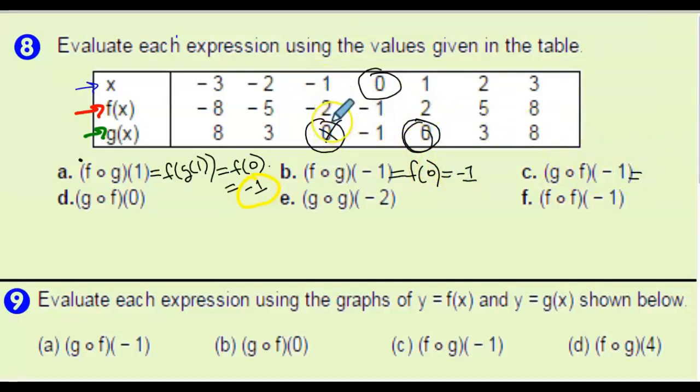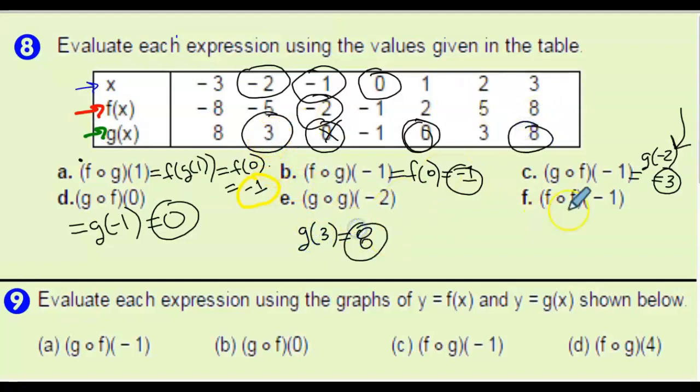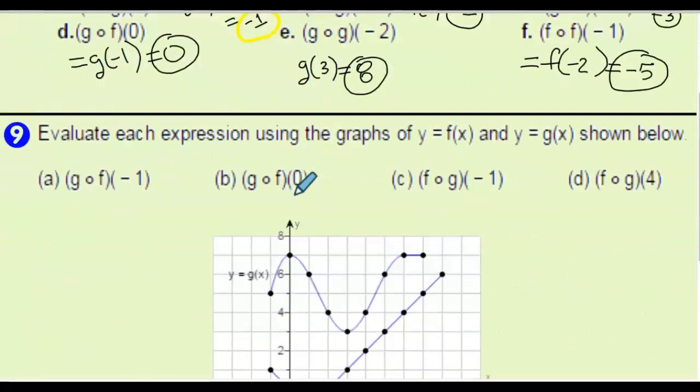g of f of negative 1. So f of negative 1 is going to be negative 2. So g of negative 2, and if you take g of negative 2, you would get a 3 according to the table. Okay, so input negative 1, output negative 2, and you get a 3 as your output. g of f of 0, so if you put 0 into f, you would get negative 1. If you put negative 1 into g, you get 0. g of negative 2 means g of 3. Negative 2 goes in, 3 comes out. 3 goes in, 8 comes out of g. Okay, f of negative 1, you would get a negative 2. And f of negative 2 comes out as a negative 5.